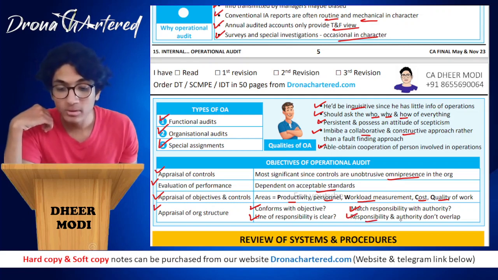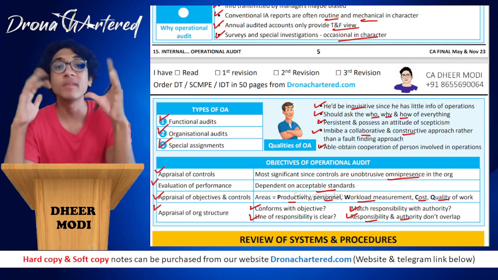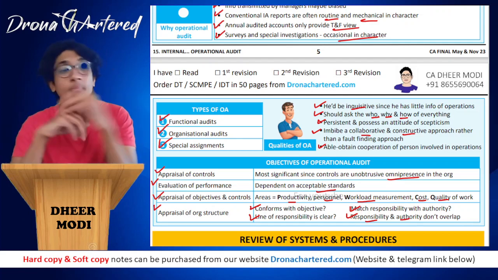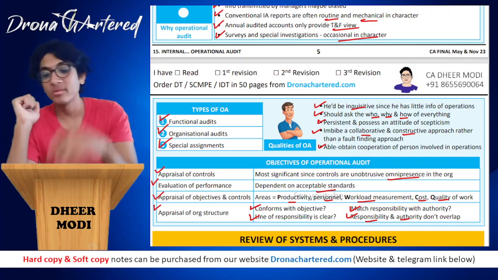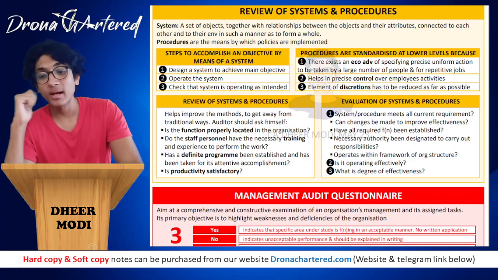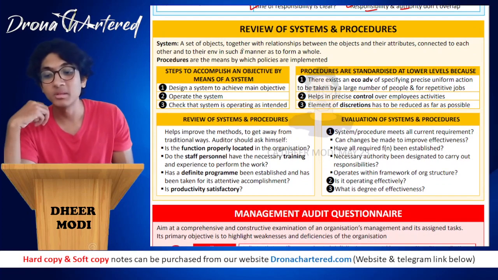And check that responsibility and authority don't overlap between different persons. That means the responsibility of one person shall not be a responsibility of other person, because in such a case both of them will clash. Okay. And coming to our last part of the chapter, that is review of systems and procedure.